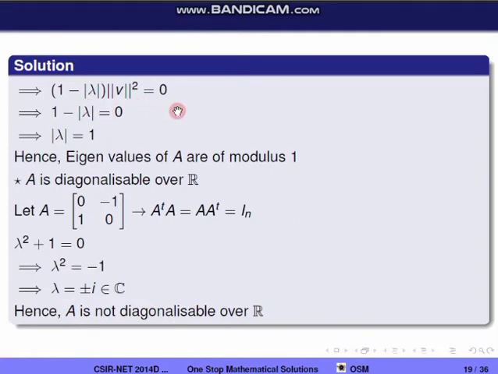We know norm v is 0 if and only if v is 0. Here we are taking v to be non-zero. So norm v square is non-zero. Therefore 1 minus modulus lambda equal to 0, that is modulus lambda equal to 1. Therefore, eigenvalues of A are of modulus 1. It is not necessary that eigenvalues are plus or minus 1. So the second option is wrong.